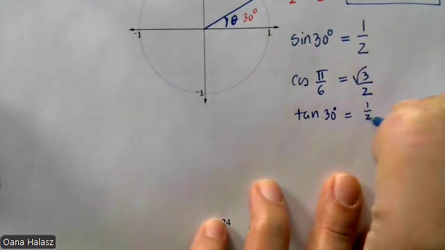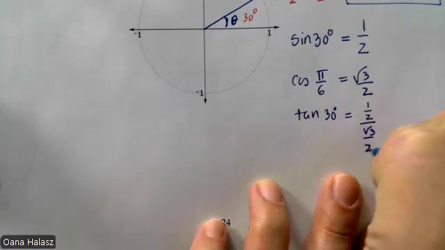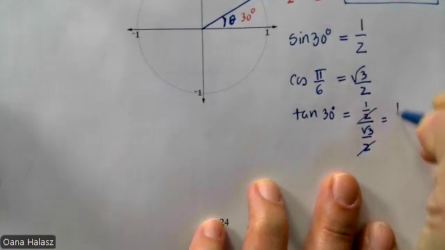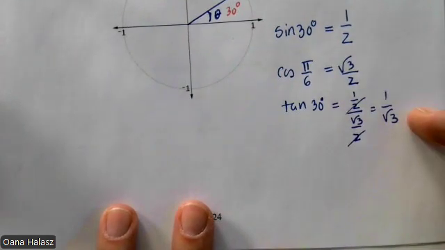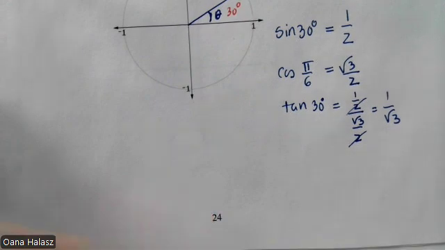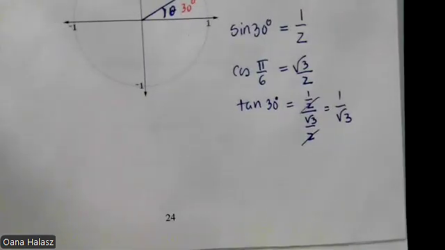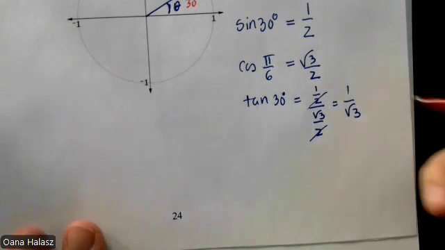So 1/2 over square root of 3/2. The 2's will cancel, 1 over square root of 3, like that. That's a good enough answer, but most of the times you will see it and you would be asked for it in the rationalized form. Okay. How do we rationalize square root of 3?